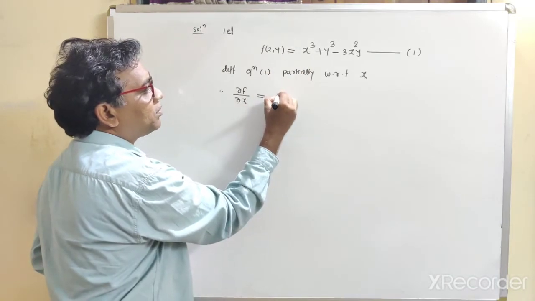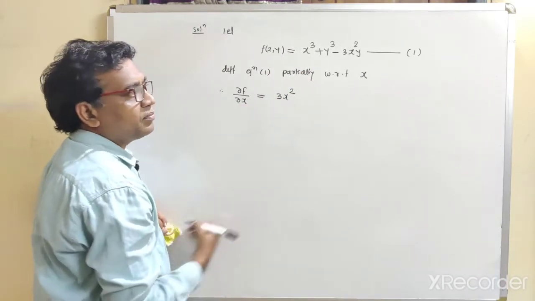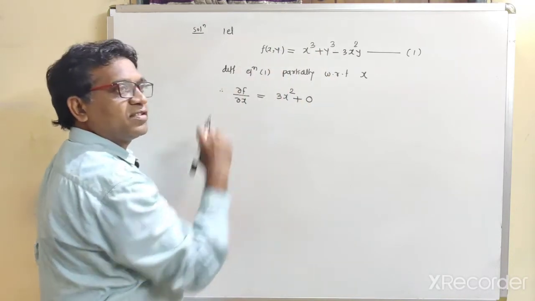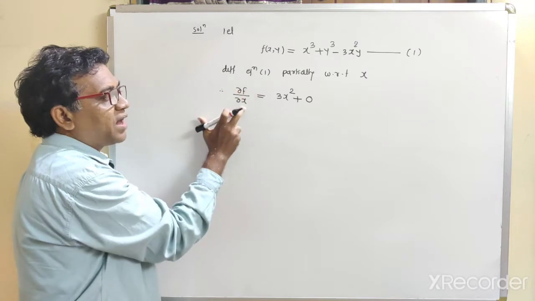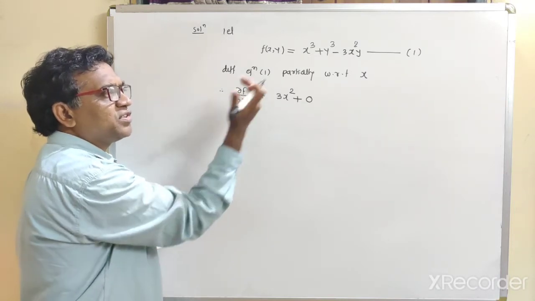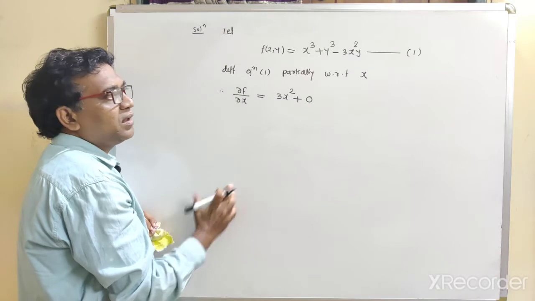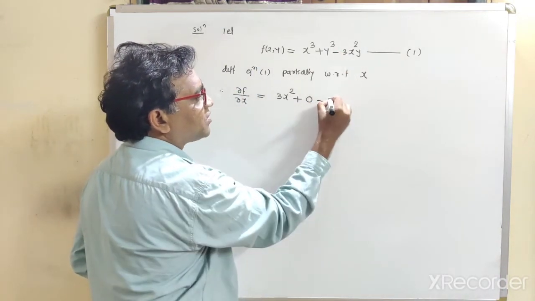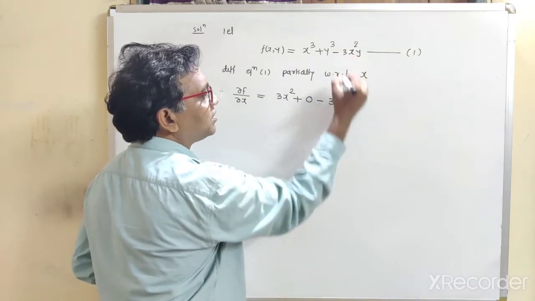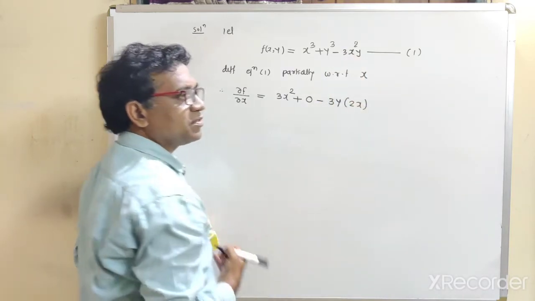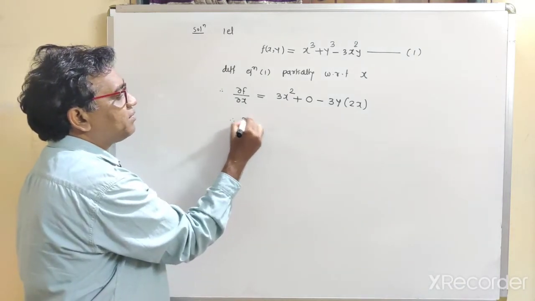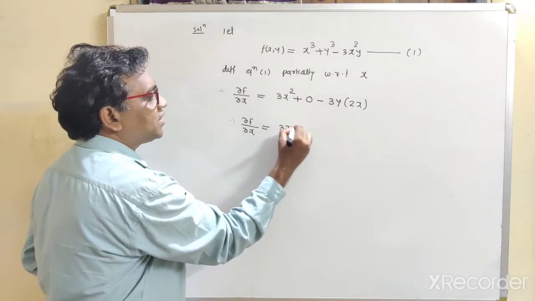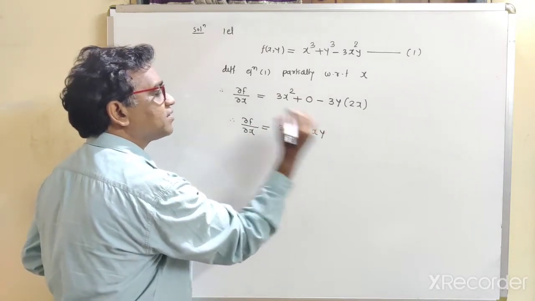Derivative of x cube is 3x square, plus derivative of y cube, this is 0 because it is a constant term. Just treat y as a constant term, minus 3, this is constant, y, this is constant, and derivative of x square is 2x. So what is this derivative? Del f by del x is equal to 3x square minus 6xy.